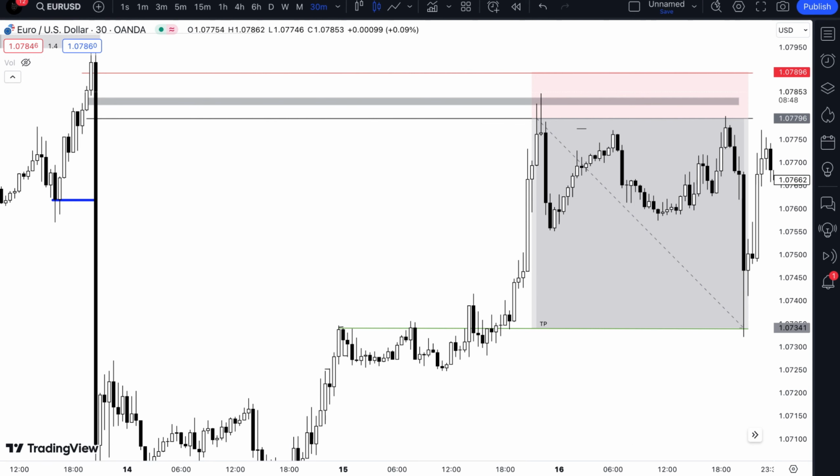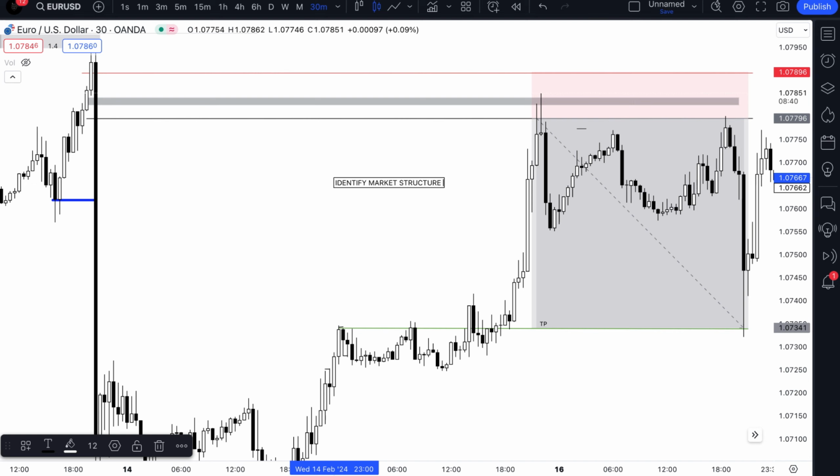So the first step is to identify your market structure, and once you identify it, you identify whether the market's bearish or bullish by identifying your current highs and current lows. Then you want to identify the current price range, which you already kind of did because market structure is your current range. What I mean is, choose the market structure that's most current.